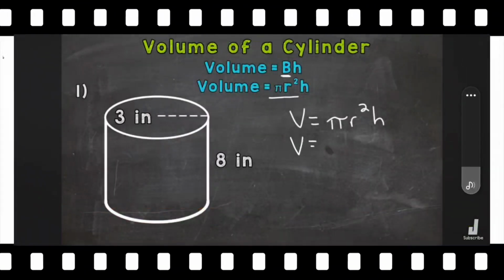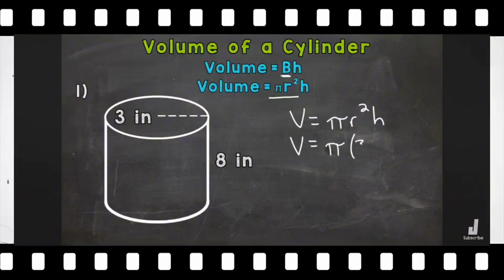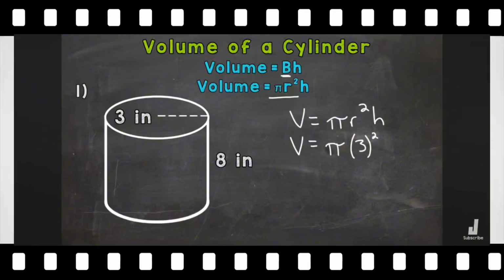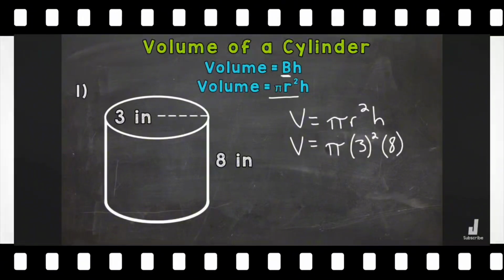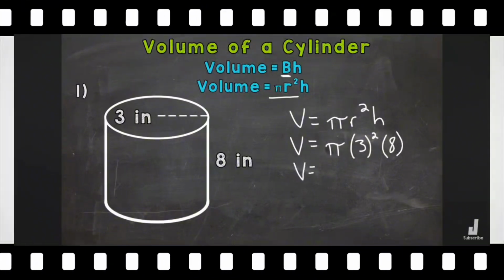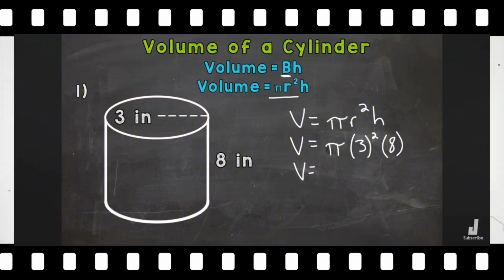Then we will plug in. So pi times the radius of our base, which is 3 inches, squared, times the height of 8 inches. So time to simplify and work our way down to the final answer. So we will do one step at a time here.